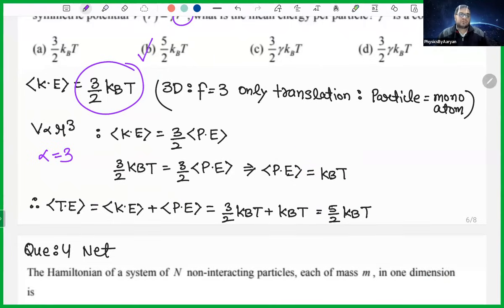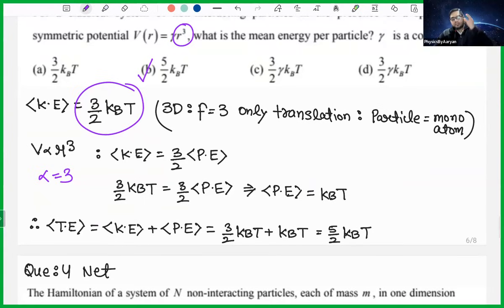Is this question clear to all? Yes. Have you understood how to modify equipartition in this case? Why did I modify it? Because the potential was there. So in order to additionally add potential, I need the virial theorem. Everyone, this was a difficult question, so I need everyone's approval. Are you clear with this question? Please reply in the chat box.